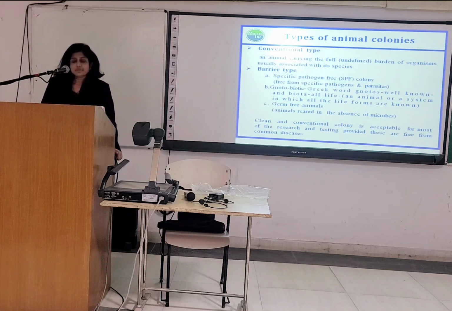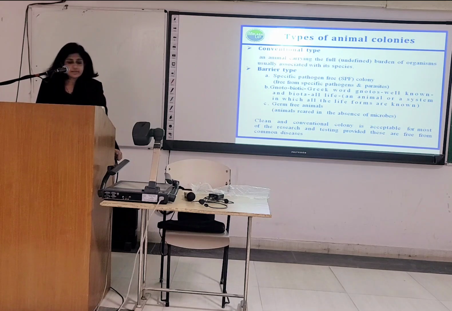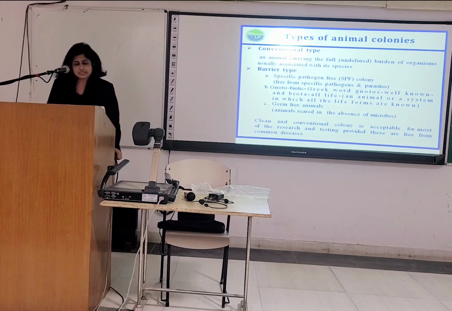There are 2 types of animal colonies: conventional type and barrier type. Conventional type means an animal carrying the full or undefined burden of organisms usually associated with its species. And barrier type is again divided into 3. The specific pathogen-free SPF colony means free from specific pathogens and parasites.